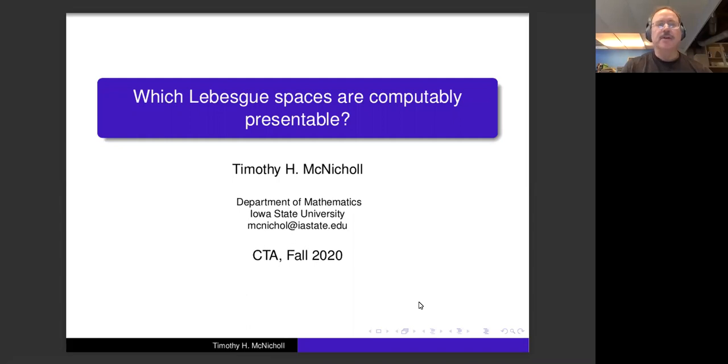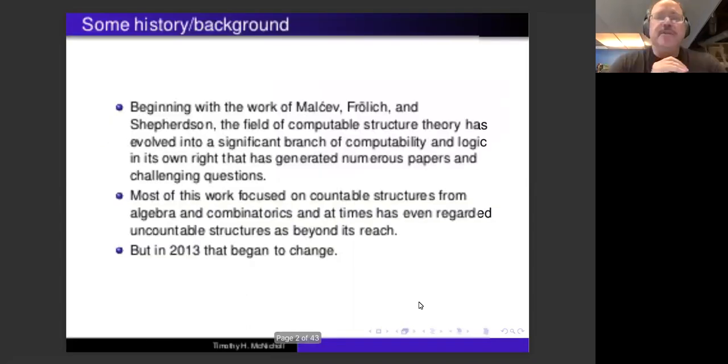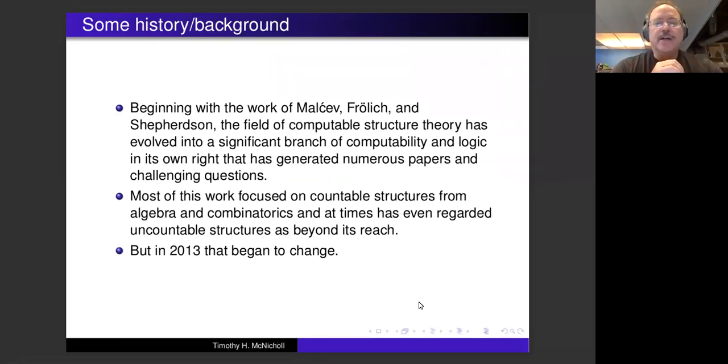Okay, let's start off with a little bit of big picture. Computable structure theory goes a long way back, and it's a significant branch of computability and logic that generates a lot of challenging questions. But it primarily has focused on countable structures from algebra and combinatorics, and sometimes even regards uncountable structures as beyond its reach. But in 2013, thankfully, that began to change.